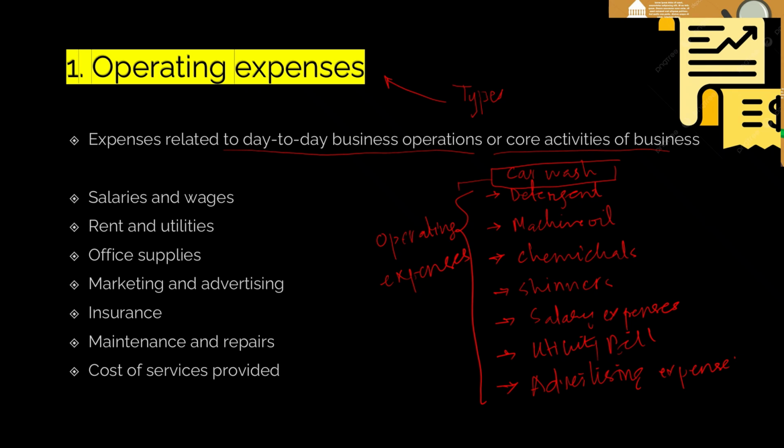If you miss out any of these, for example, you will be affecting your car wash business directly or car wash revenue directly. So if you don't want to collect less revenue, you have to do these expenses to support the car wash service sales. I hope this is clear now. So the examples of operating expenses are salaries and wages, rent and utilities, office supplies, marketing and advertising, insurance, maintenance and repairs, cost of services provided.